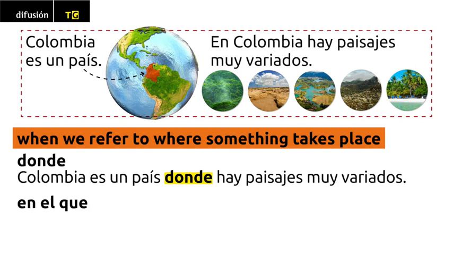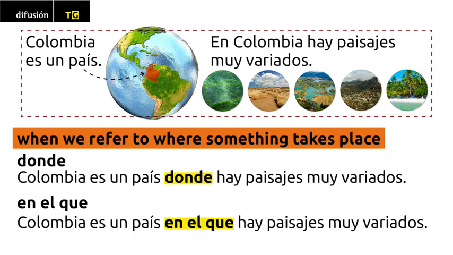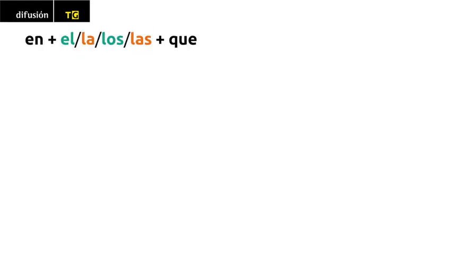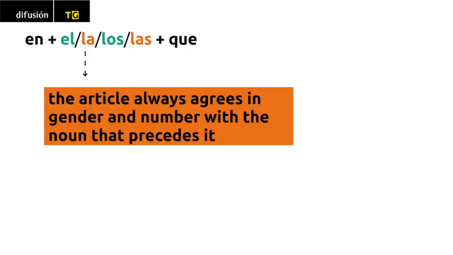Another option is to use the connector en el que, which has exactly the same meaning. Colombia es un país en el que hay paisajes muy variados. In this case, the preposition en, as in Colombia, is followed by the article el, as in el país, and then the relative clause beginning with que. Please take note, in the structure en plus el, la, los, las plus que, the article always agrees in gender and number with the noun that precedes it.